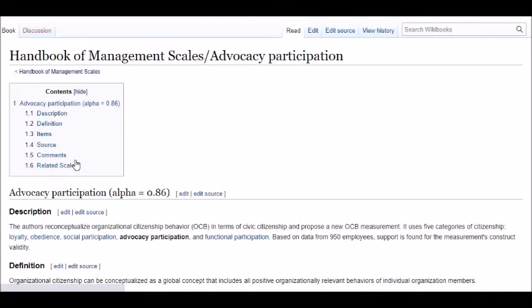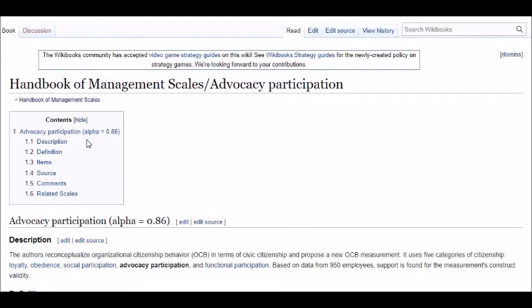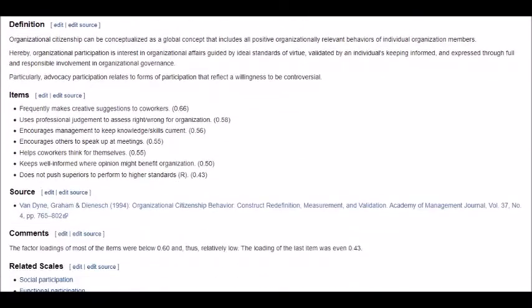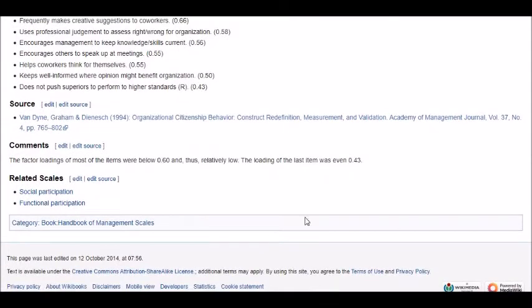Now here if we look into it, handbook advocacy participation alpha is 0.86, so it is not excellent, I would say, not good also, however it is okay. Now they have similarly given you the description of it, and a definition. Items are there, sources are there, comments, and you can even look at social participation.